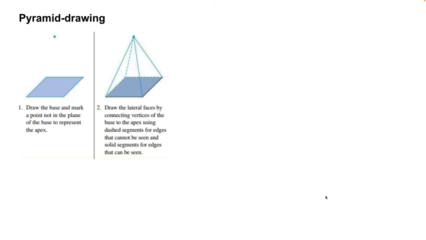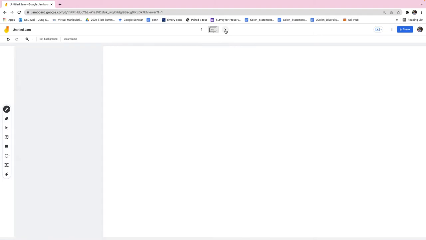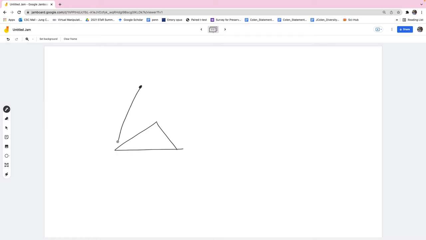And how do we draw a pyramid? This is a really bad prism, but we can draw a pyramid too. When we draw a pyramid, we need to have the base. For example, if we are drawing a triangular pyramid, you can draw a triangle first, right? Then draw a point outside, which will be the apex, and connect all the other vertices with that apex. So connect it.